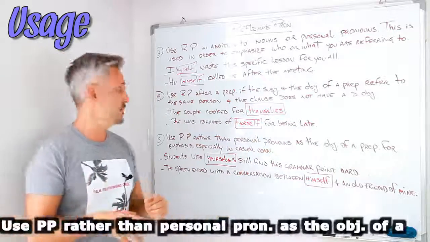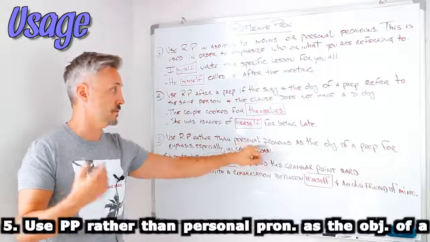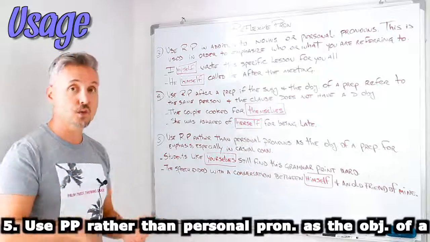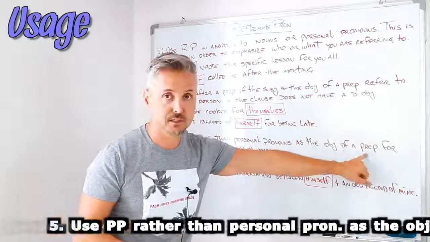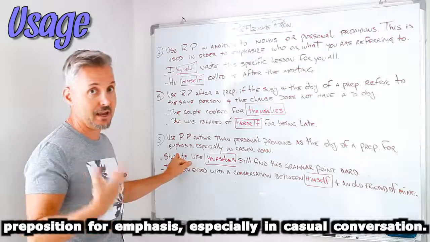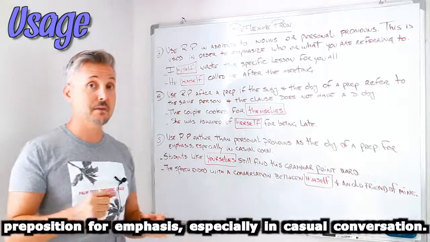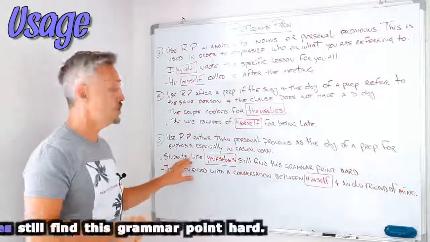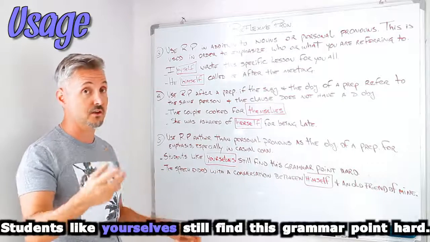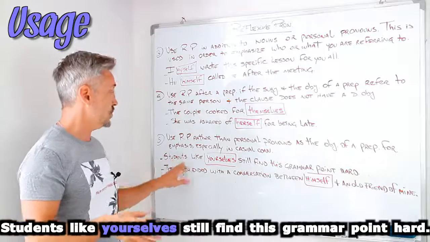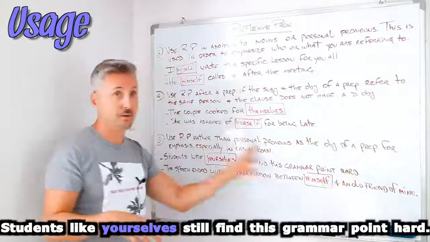Now for number 5, use reflexive pronouns rather than personal pronouns. So personal pronouns are like me, like I, you, she, he, the ones that I mentioned before, as the object of a preposition for emphasis, again for emphasis, especially in casual conversation. Just like my introductory example. Students like yourselves, and here is plural, yourselves, because they are not just one, but many. So students like yourselves still find this grammar point hard.